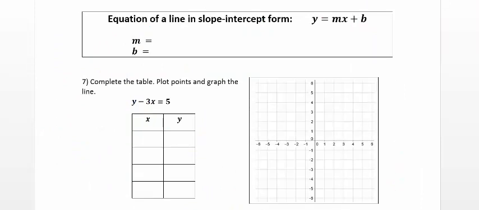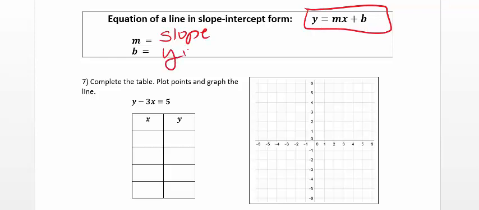So now, after looking at several of those graphs and equations, we can see that if the equation is in the form y equals mx plus b, where y is alone on the left, the number that's in front of x will be my slope, and this constant b is going to be my y-intercept, and we'll be able to pull that right out of the equation.